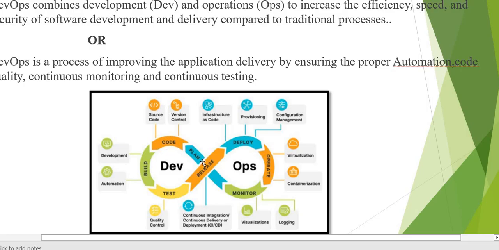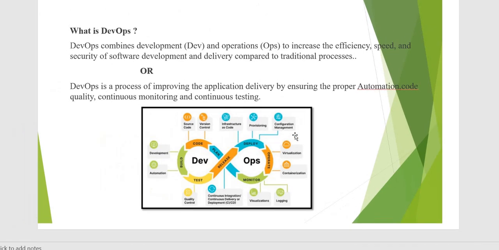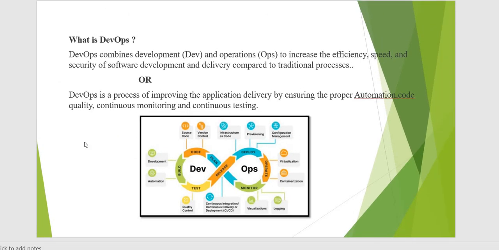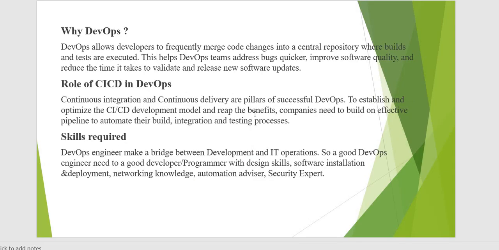So this is how the procedure works in DevOps. First planning, then code, then build and test, and it releases. After releasing, we deploy, operate and monitor the code. This is all about DevOps. So that is what DevOps is. Then let's move to why DevOps is important.